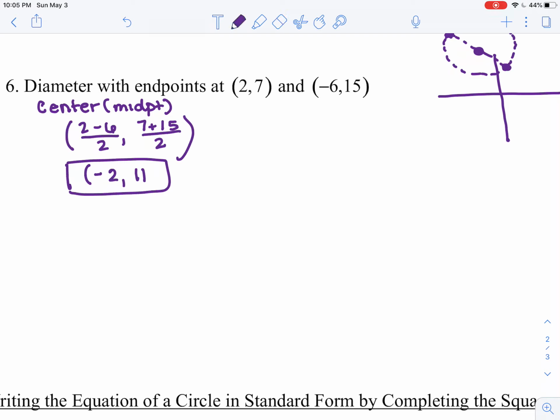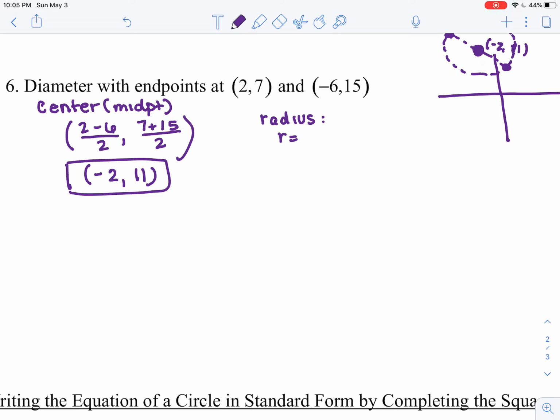So we've just found the center of the circle. So I now know that this point is at -2, 11. I can then use my center and either endpoint, it does not matter which, to calculate the length of the radius. Just like we did in the previous question, we're going to use the distance formula to find the radius.